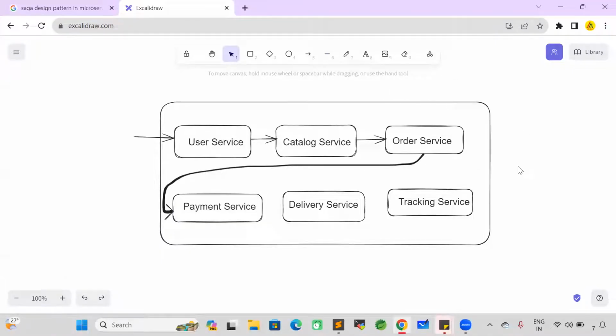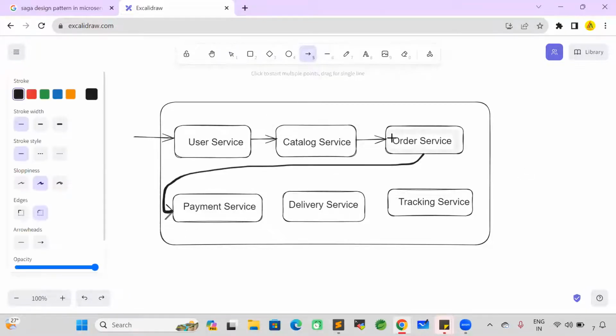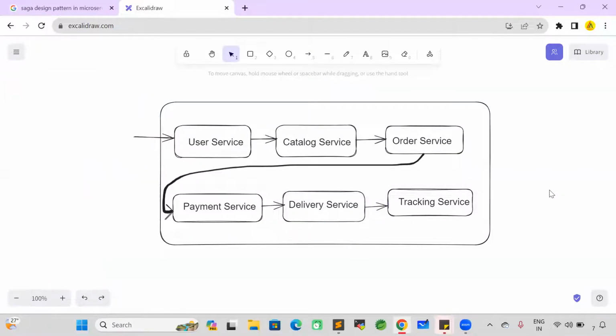So that means there is some relation between the order and the payment. If the payment is successful, then the order should be confirmed. Then it should trigger the delivery service. When the delivery process is started, it should trigger the tracking service. So here, all these microservices are interconnected, and all of them are involved in one order purchase.